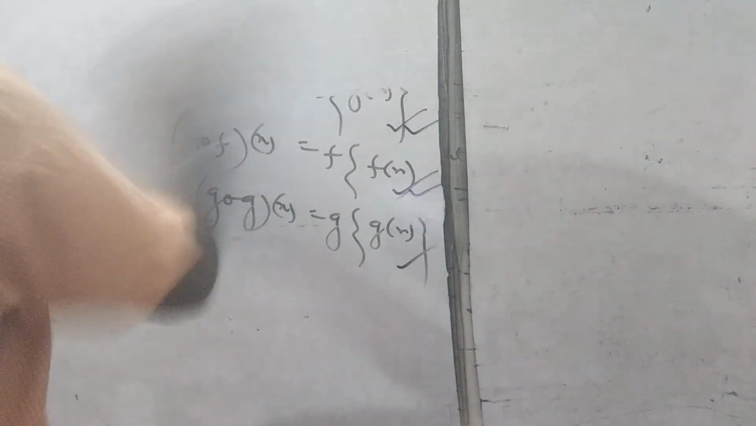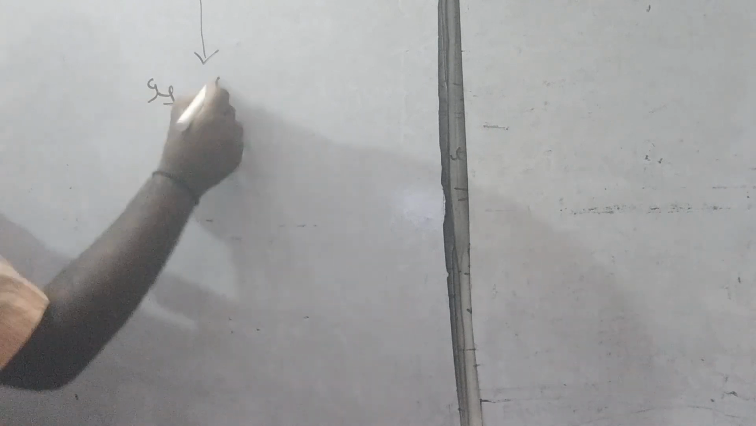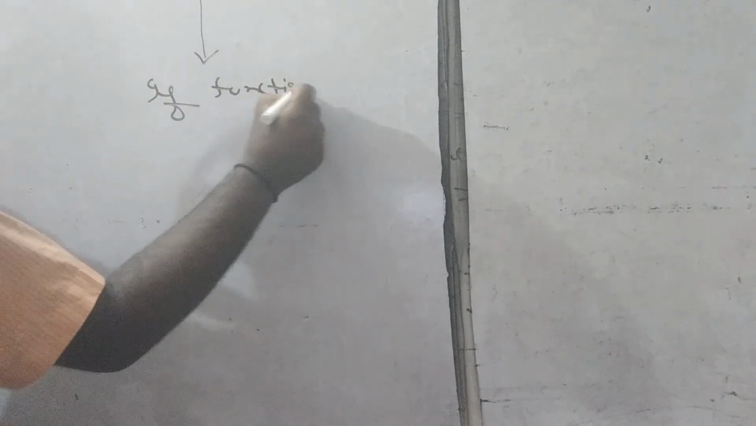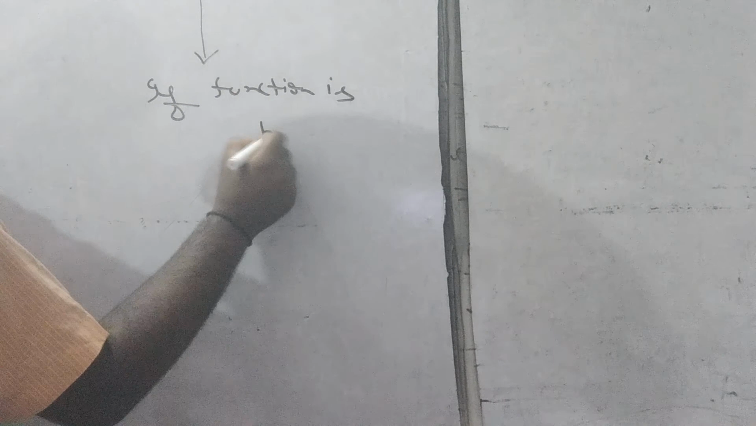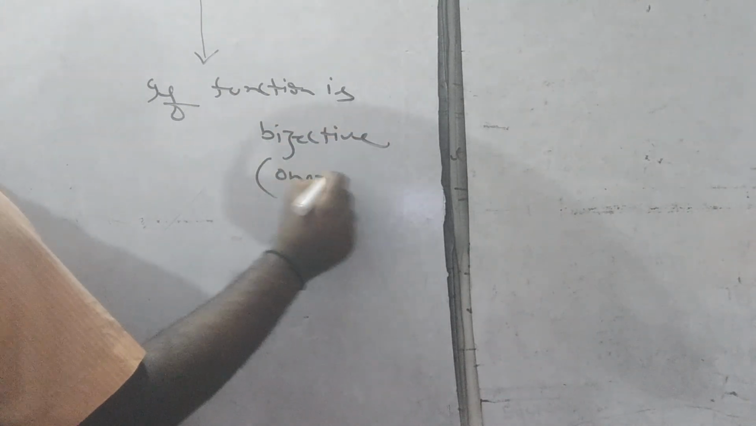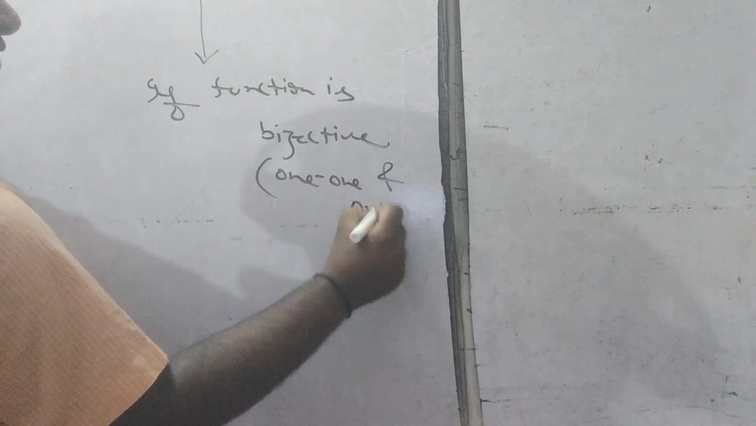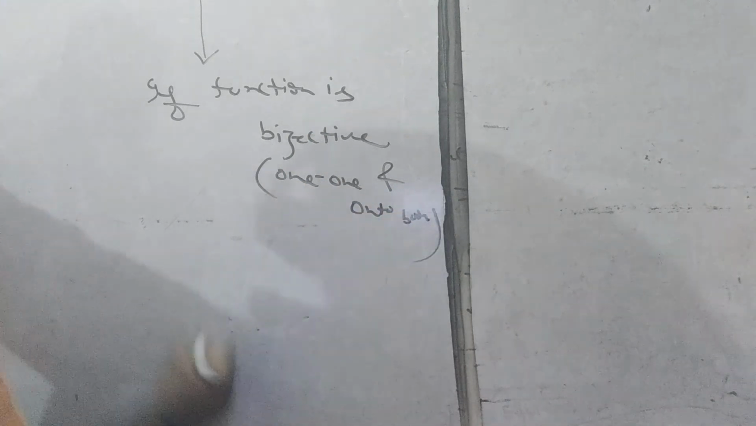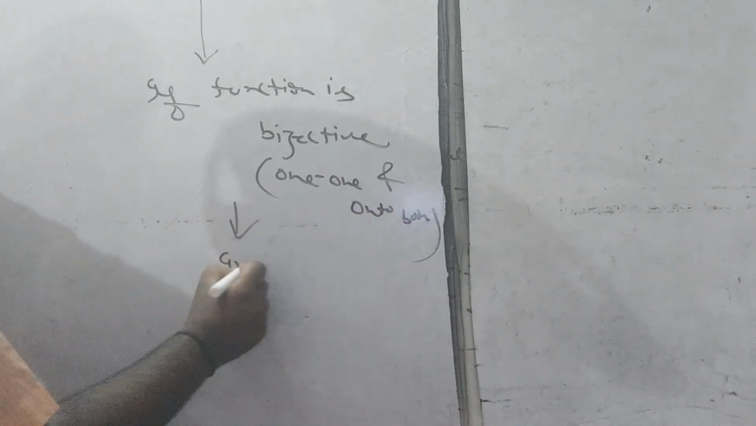Now, what is the third part of this chapter? That is invertible function. If a function is bijective, meaning one-one and onto both, then this function is an invertible function.